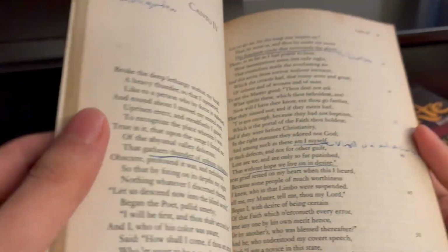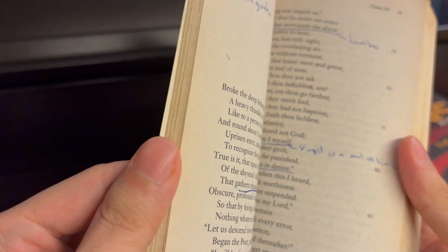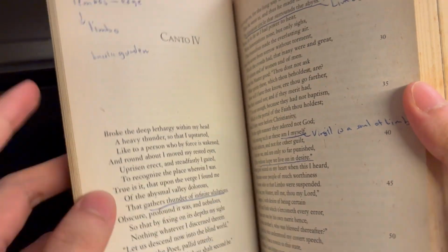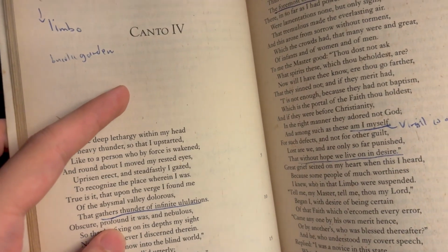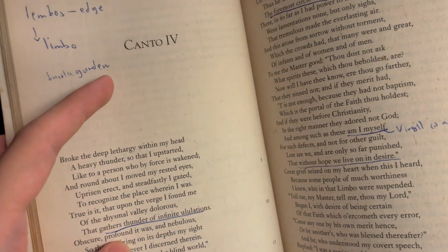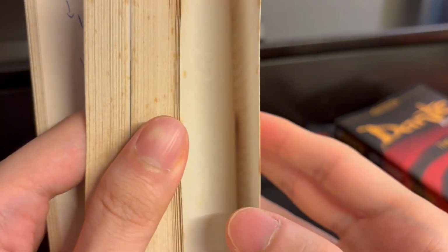And also, this particular edition doesn't come with the nice diagrams that the Ciardi and Hollander edition also included, and it also doesn't have the nice summaries of each canto. So if you want a summary of each canto, you might go for the other editions instead.